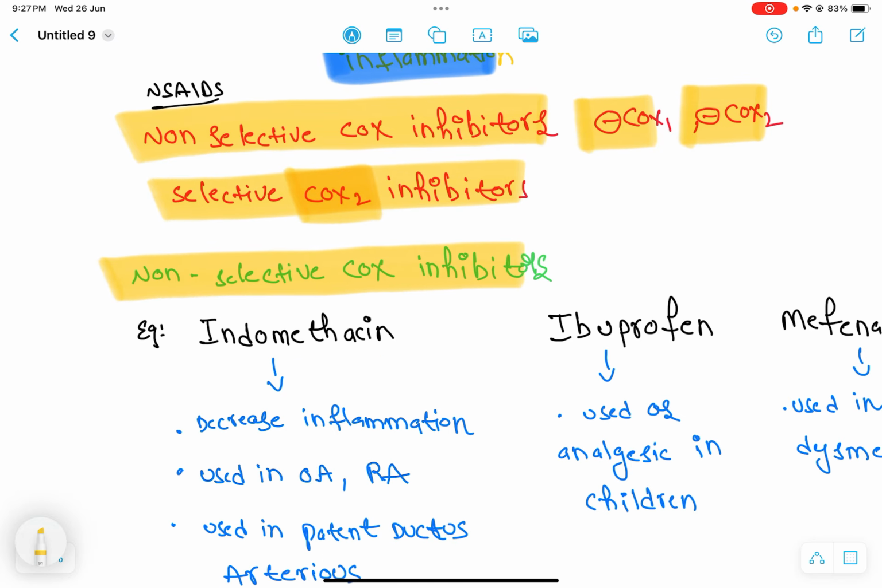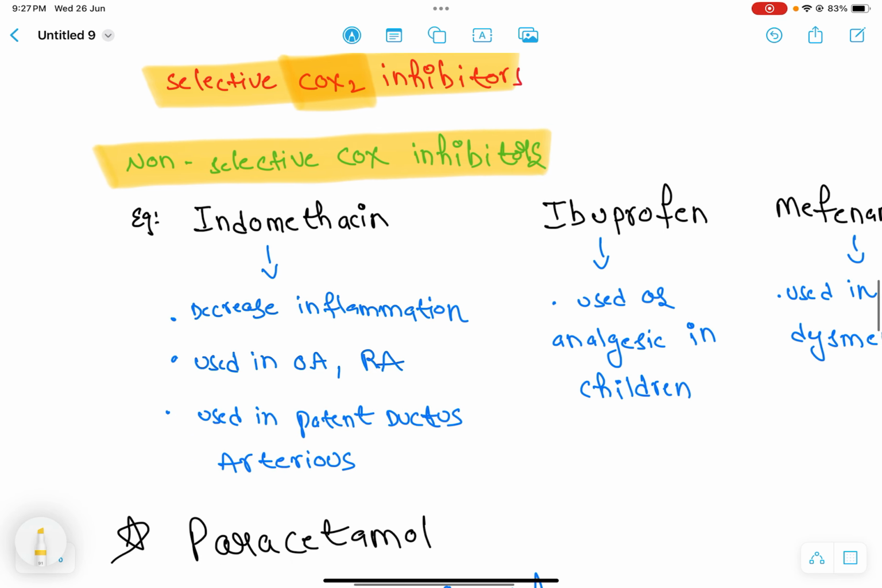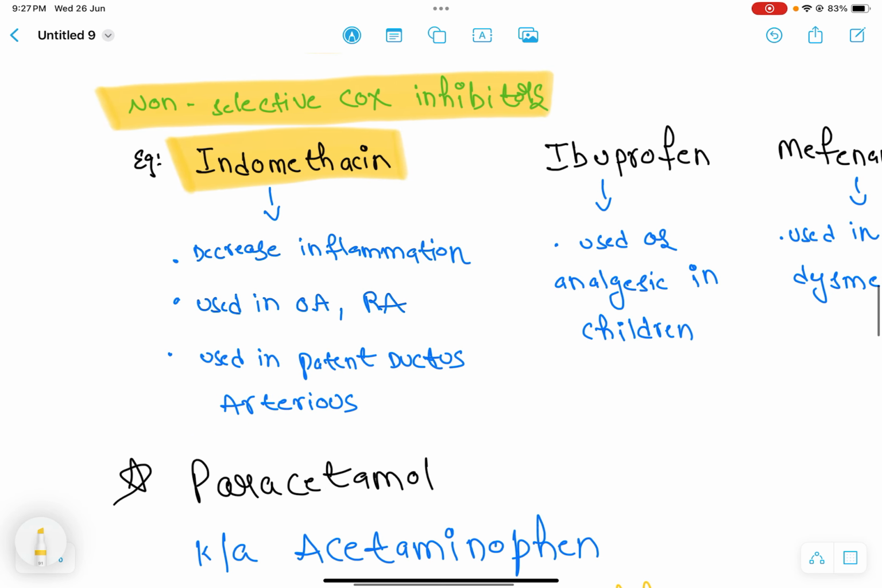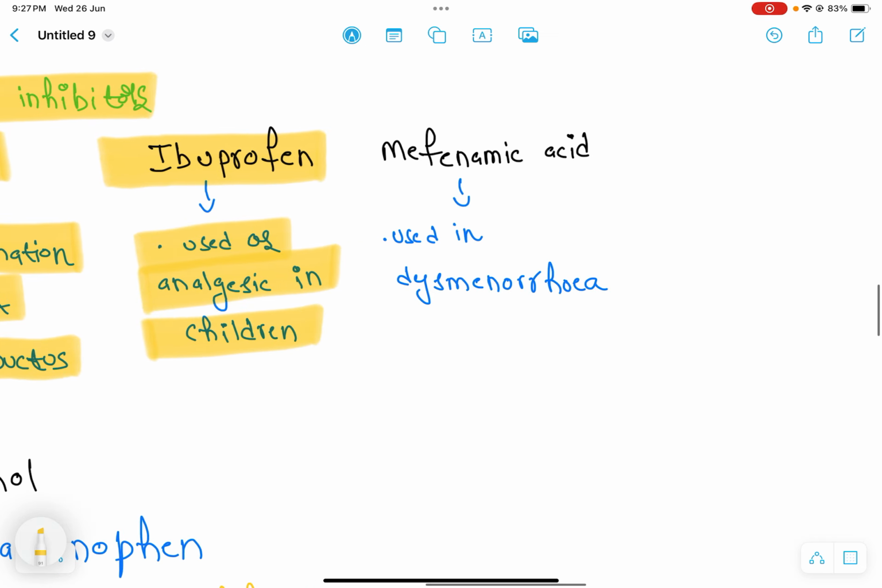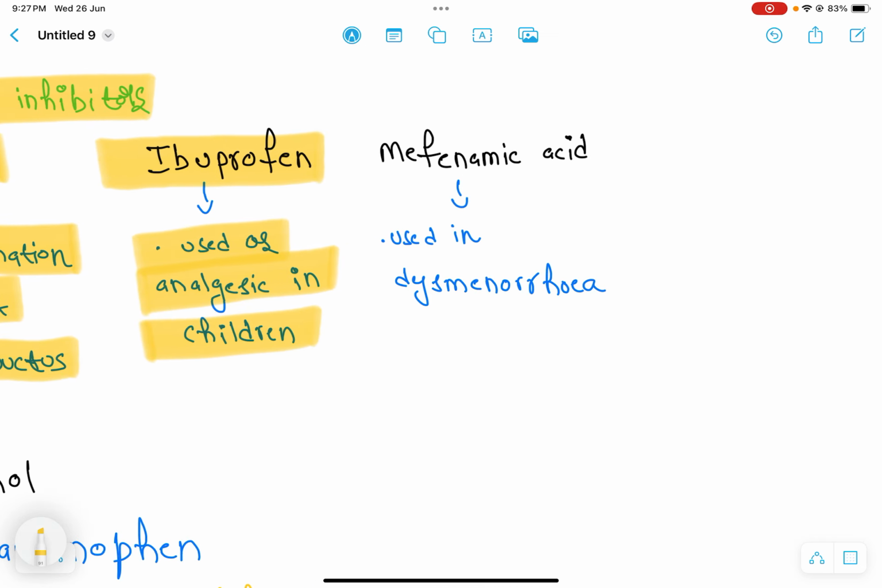Examples of non-selective COX inhibitors: indomethacin. It will decrease the inflammation, and it is most commonly used in osteoarthritis and rheumatoid arthritis. It is also prescribed in patients with patent ductus arteriosus. Next, ibuprofen. This is the most common painkiller for children. Next, mefenamic acid. This is most commonly prescribed for dysmenorrhea.